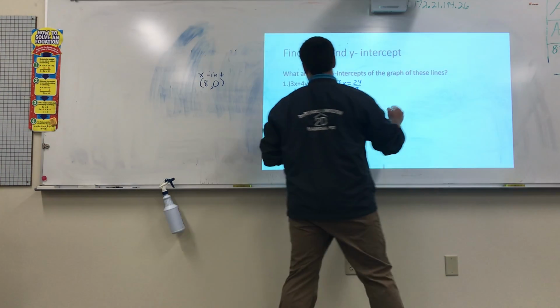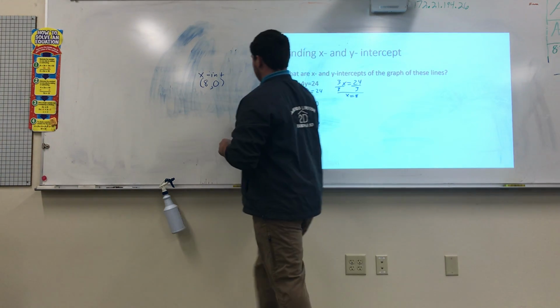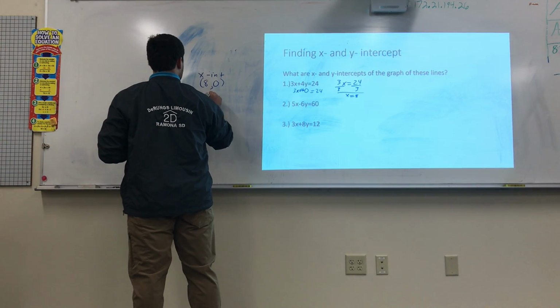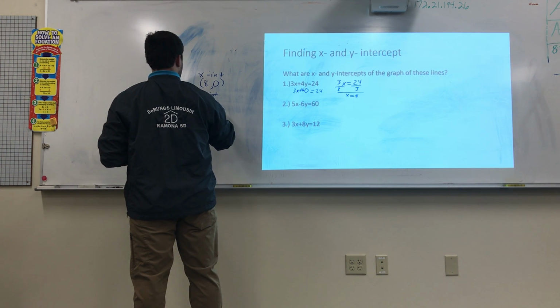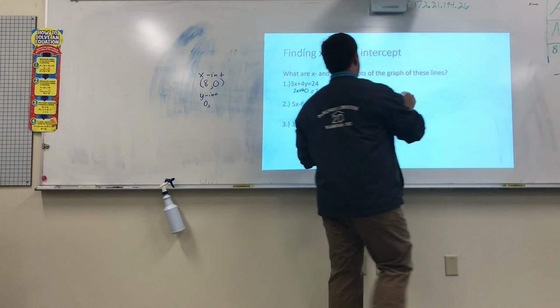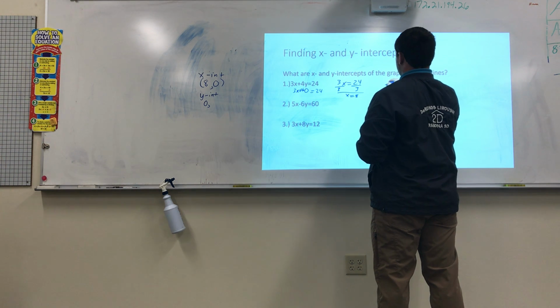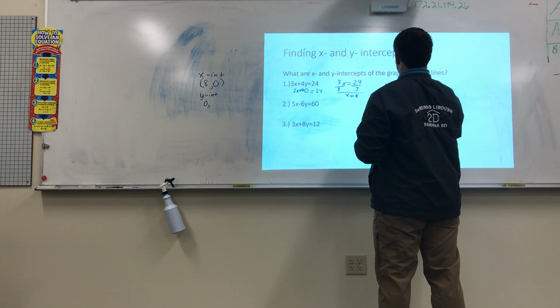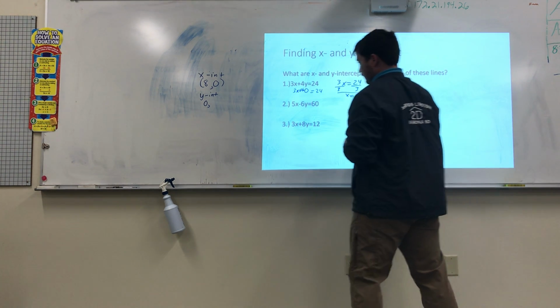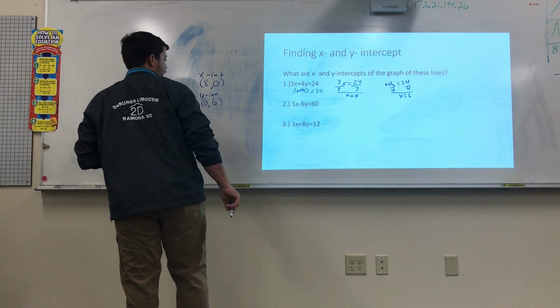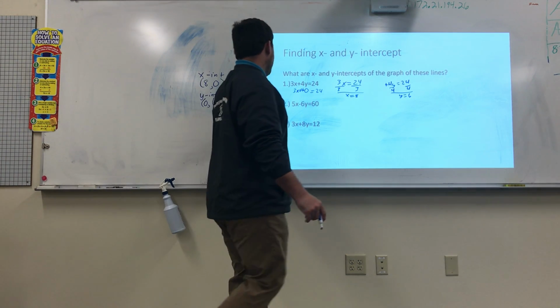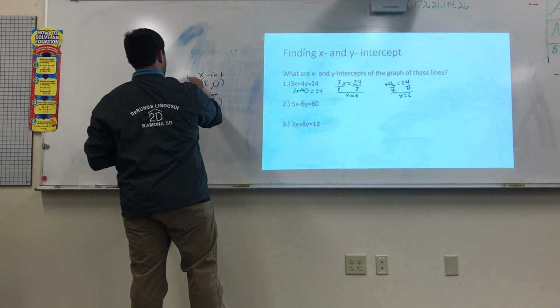My y-intercept is going to be, my x must be 0. So 0 times 3 gives me 0 plus 4y equals 24. Divided by 4, divided by 4, y equals 6. So 0, 6 would be my y-intercept. And that is number 1.